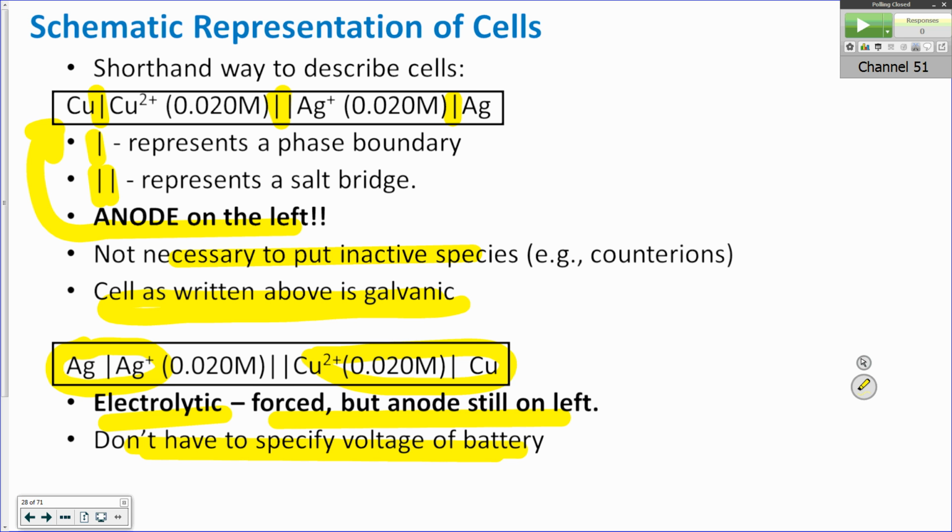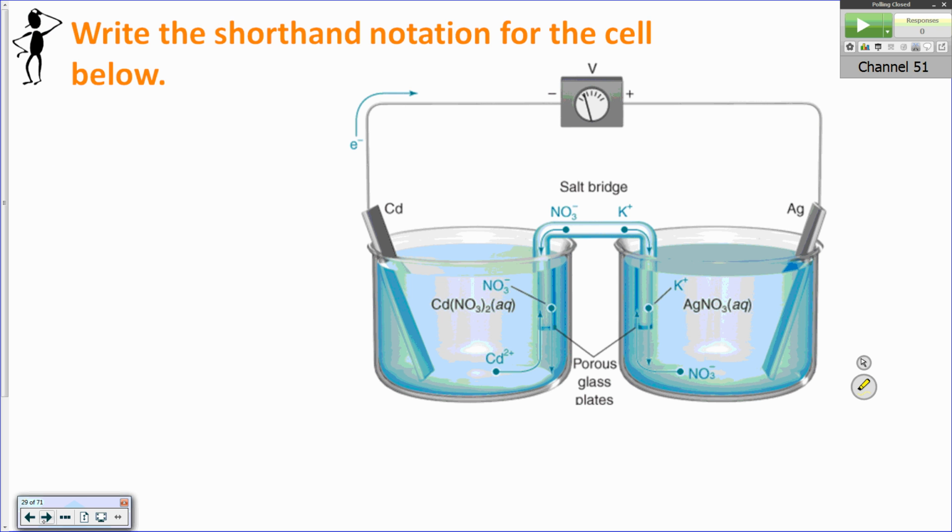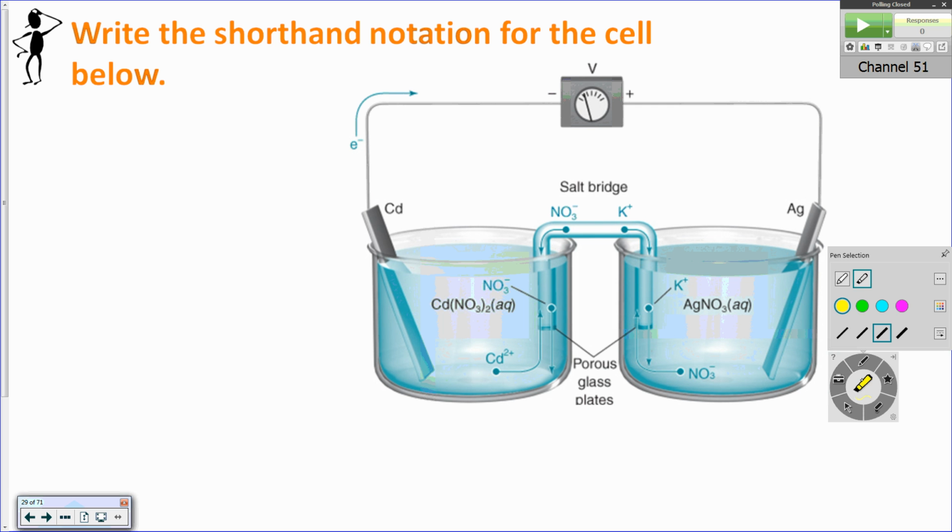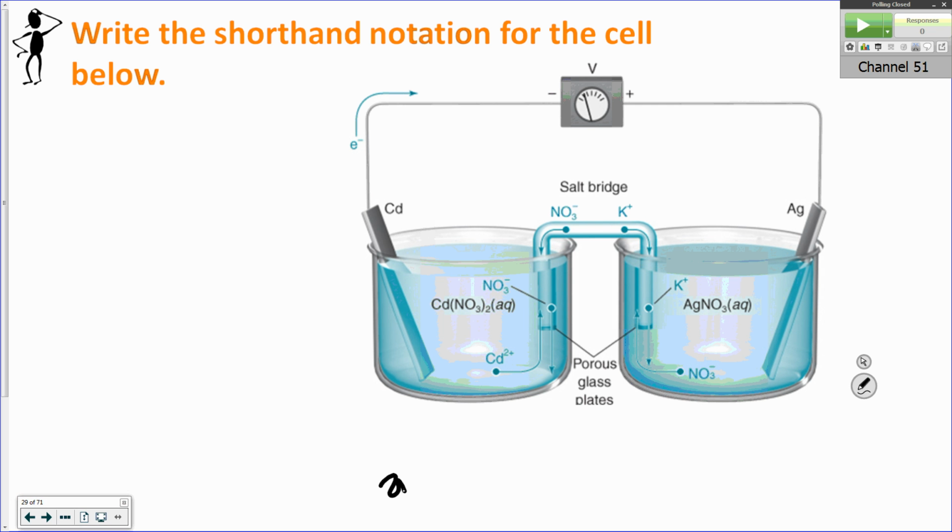Now, one of the questions you probably should have is, how do I know which one's going to be the anode and cathode? That's exactly where we're headed. So if we look at this cell, we want to write the shorthand notation for it. I've got just some things I should be able to pick up for this. I've got the anode on the left. I've got the cathode on the right. All right, so I know what the anode and the cathode are.